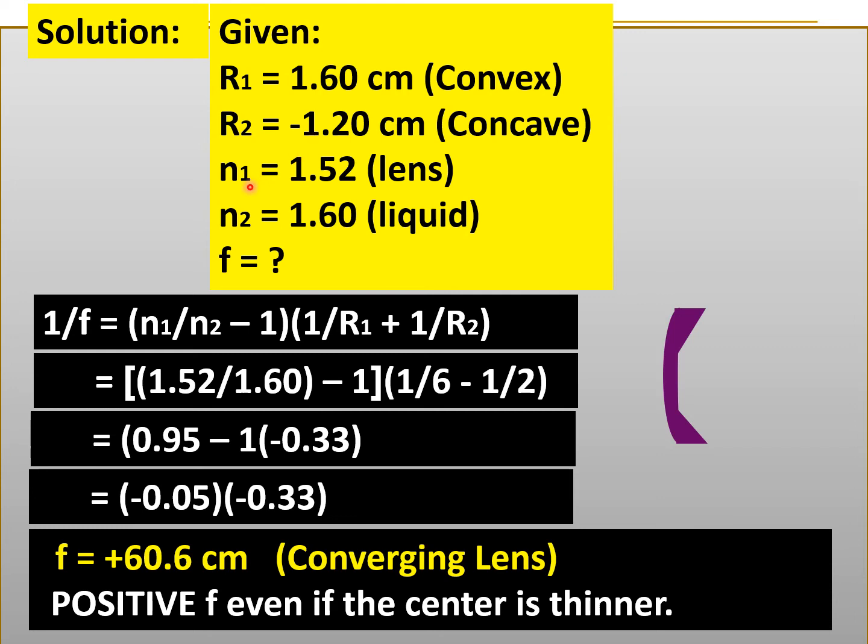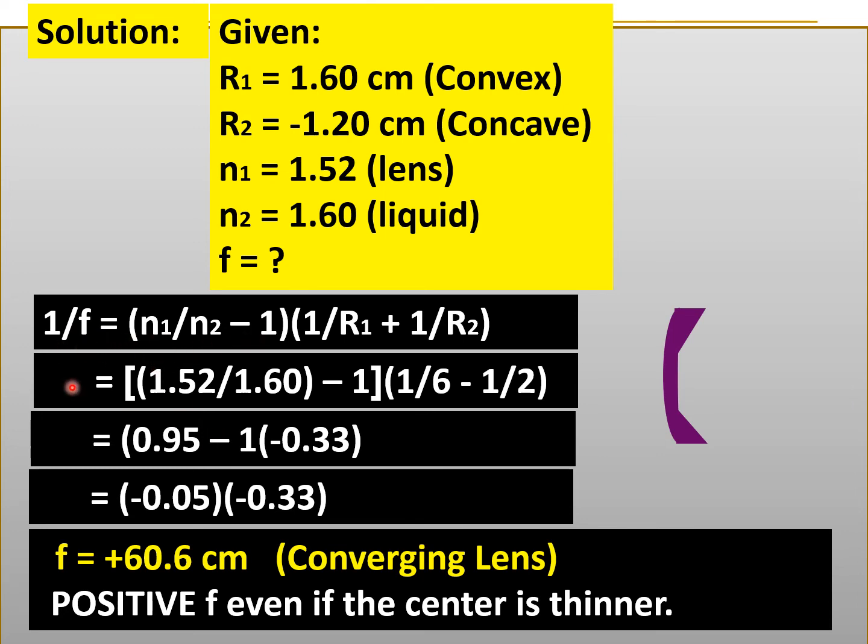And for the first index of refraction, this is the index of refraction of the lens itself, which is 1.52. And then the liquid surrounding that lens, because the lens will be immersed in this particular liquid whose index is equal to 1.60. And we are looking for the focal length. So we will be using, of course, the formula for the Lensmaker's equation.